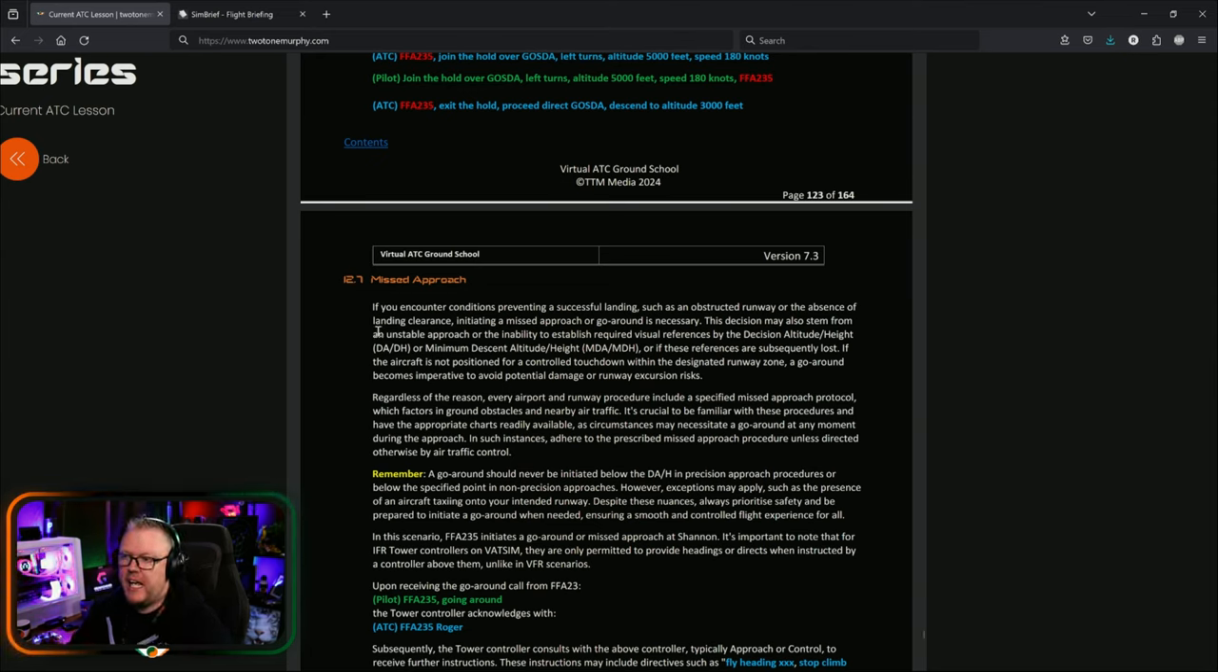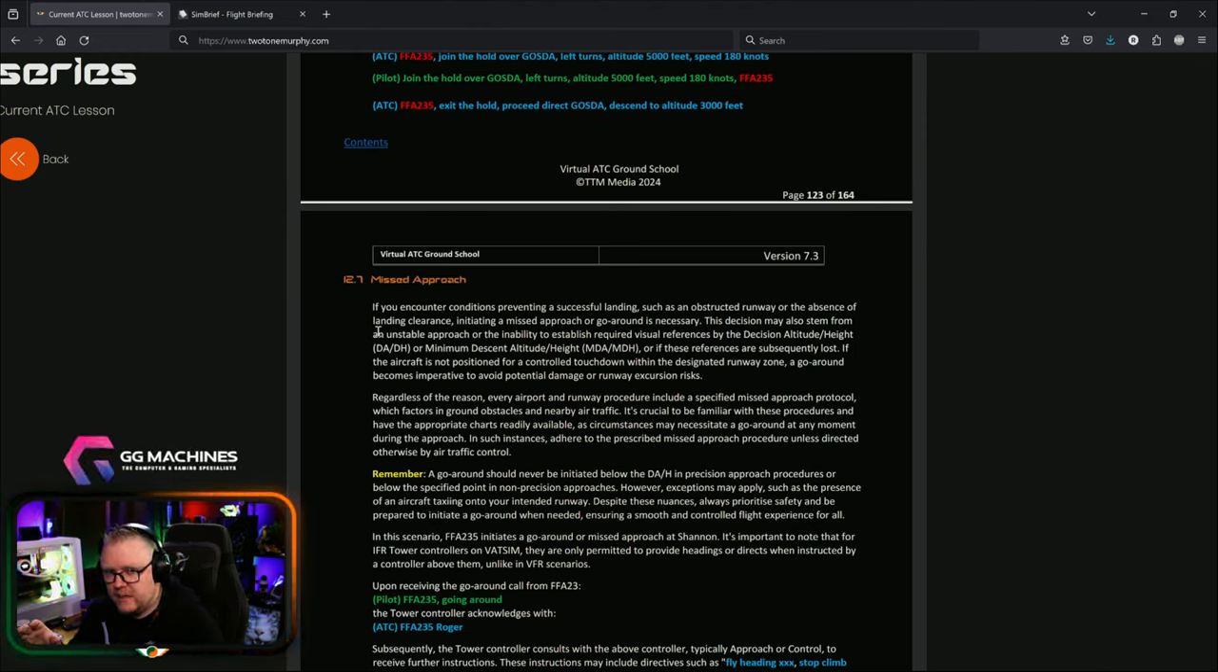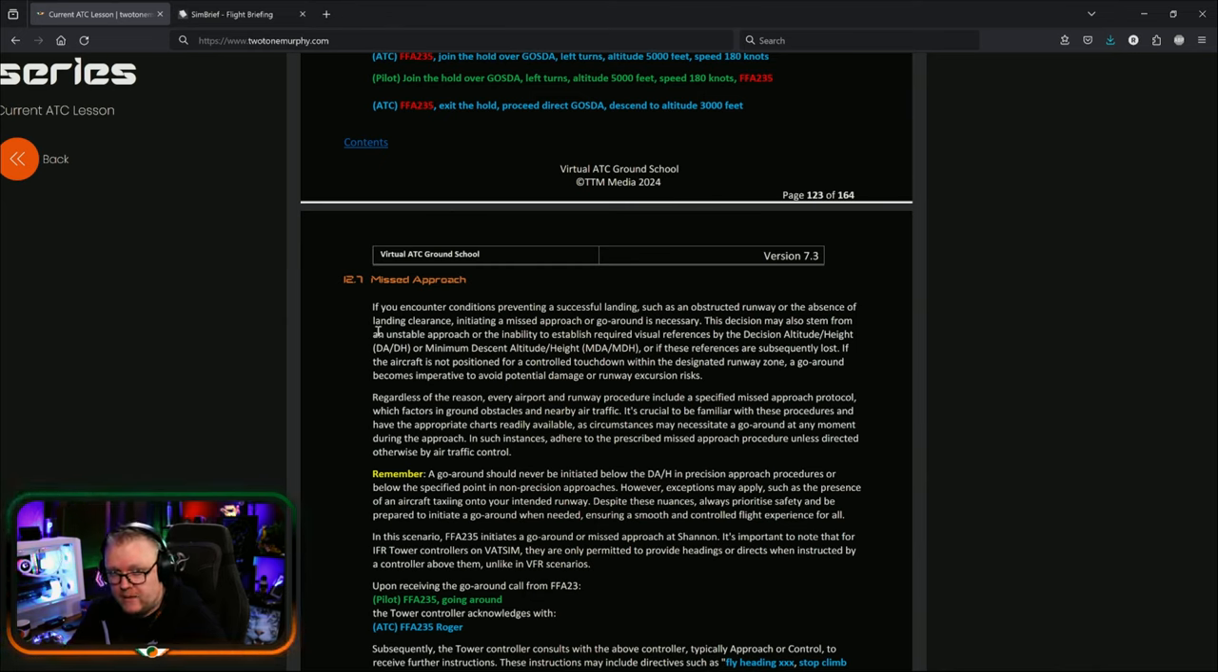Missed approach. If we encounter conditions preventing a successful landing, such as an obstructed runway, or indeed the absence of a landing clearance, initiating a missed approach or a go-around is necessary. This could happen on VATSIM as well. You may not have received a landing clearance for whatever reason, the controller is busy perhaps, or they've disconnected, who knows, right? But you don't land unless you have landing clearance. So you would go around, you would announce to ATC going around, right?